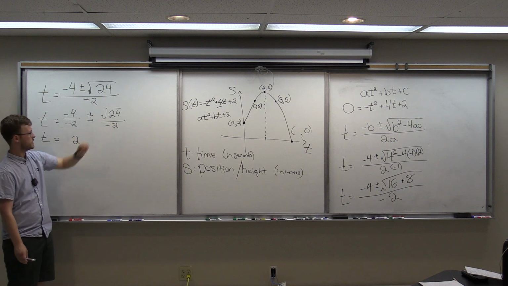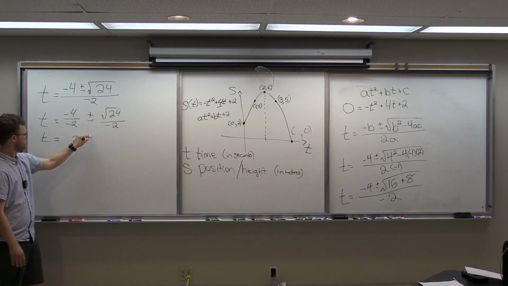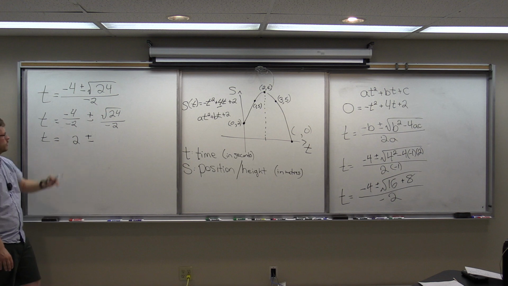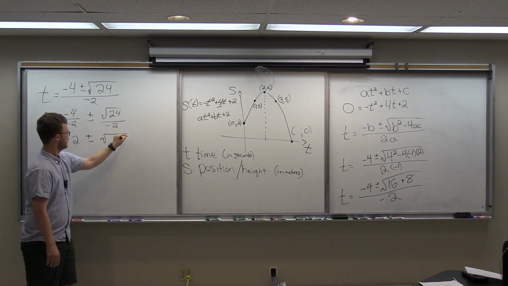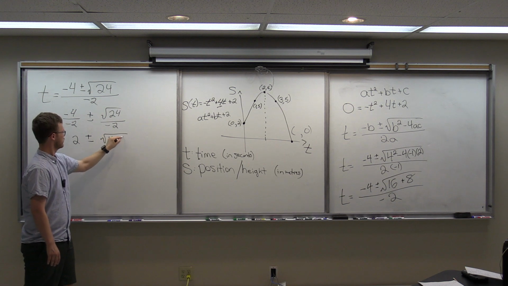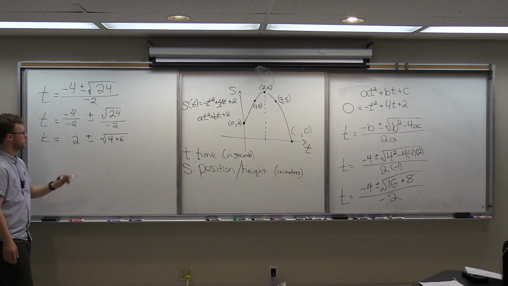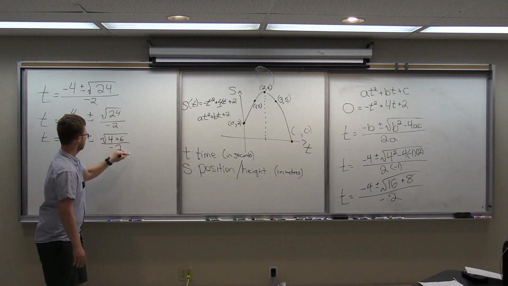But this appears that it's going to be a little bit more messy. So it's 2 plus or minus something. What is the square root of 24 business? Well, the square root of 24 is equal to the square root of 4 times 6. That's what 24 is equal to. We're dividing by negative 2.